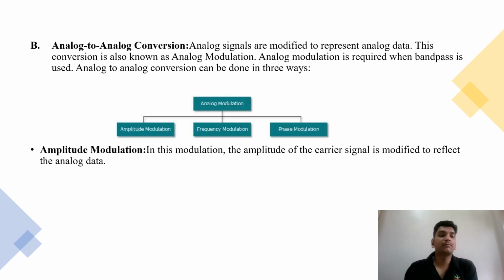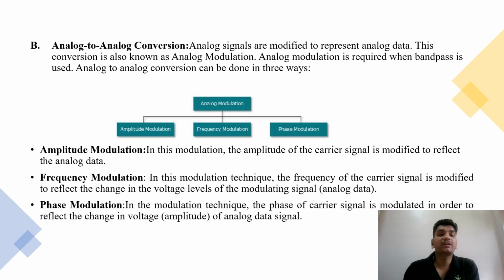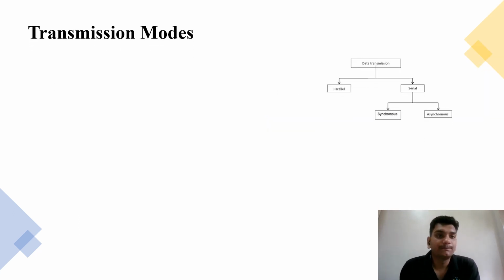Now analog to analog conversion. Basically, in analog to analog conversion also there are three types: amplitude modulation, frequency modulation, and phase modulation. In amplitude modulation, the amplitude is modified to reflect analog data. In frequency modulation, the frequency is modified to reflect analog data. And in phase modulation, the phase of the carrier signal is modulated in accordance with the change in voltage of the analog data signal.